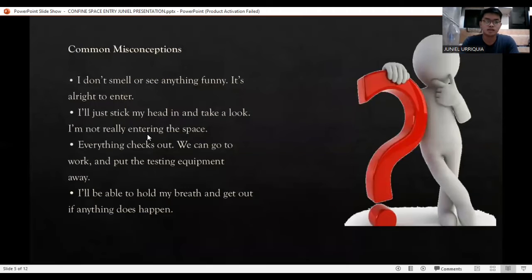Common misconceptions. I don't smell or see anything funny. It's alright to enter. I'll just stick my head in and take a look. I'm not really entering the space. Everything checks out. Put the testing equipment away. I'll be able to hold my breath and get out if anything does happen.